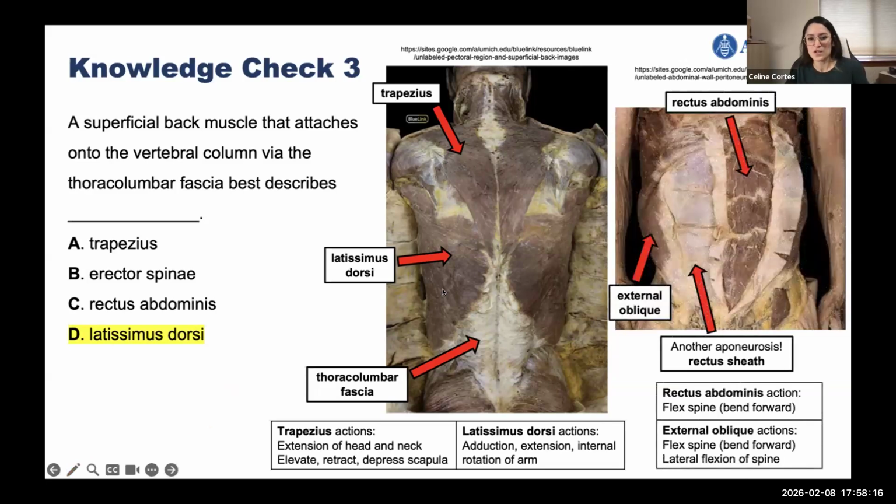Moving on to this next picture. This is just a little bit of a reminder about some of those actions and some of the other muscles that we have going on in this area. Now this is a posterior view, right? When we're looking at back muscles here. This one over here is an anterior view. And I see a question, what's the difference between aponeurosis and fascia?